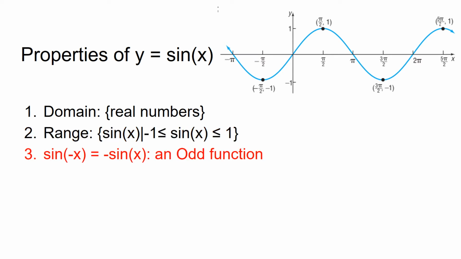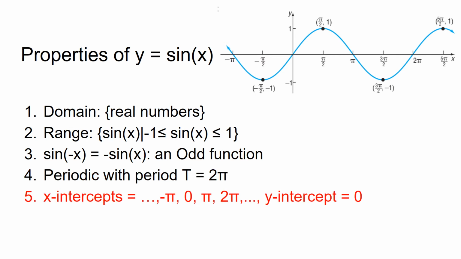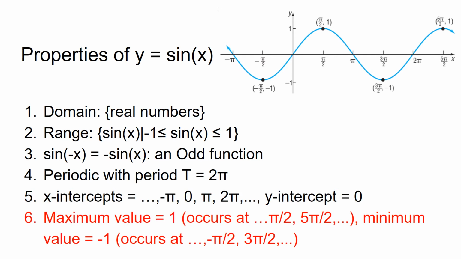We can also see from the graph that sine of x is an odd function because it is symmetric about the origin. As mentioned before, sine of x is periodic with period 2 pi. The x-intercepts occur every pi radians at -pi, 0, pi radians, and so on, and there is only one y-intercept at 0. The function has a maximum value of 1 that occurs every 2 pi radians at, for example, x equals pi over 2, 5 pi over 2, and so on.